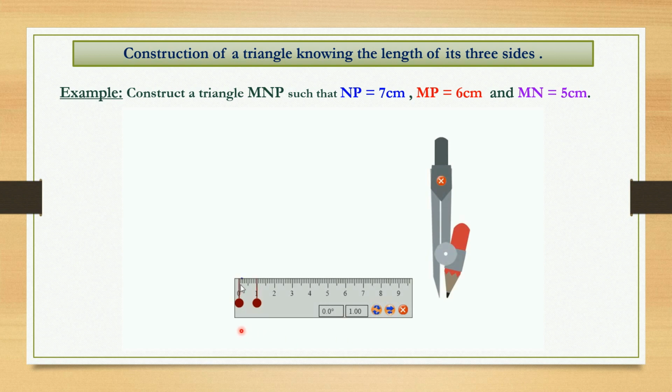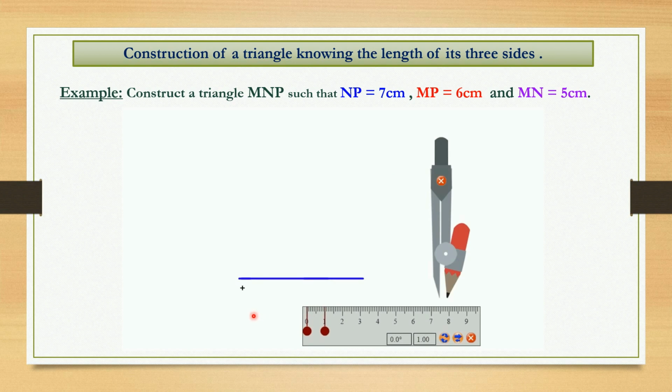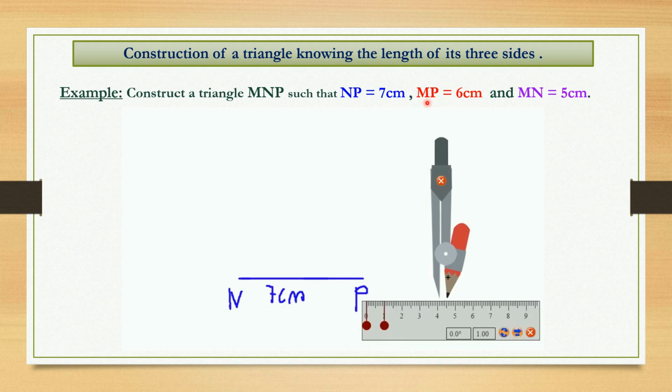So first, using our ruler, we draw the first side NP of length 7 centimeters. Then we name it, N and P are its extremities. Then we write its length, 7 centimeters. Now to draw the second side MP, it starts from P.